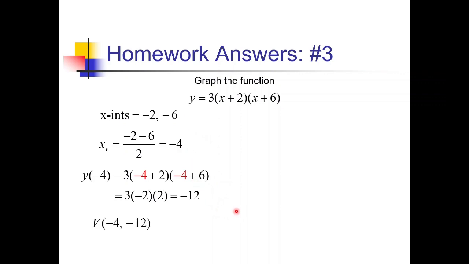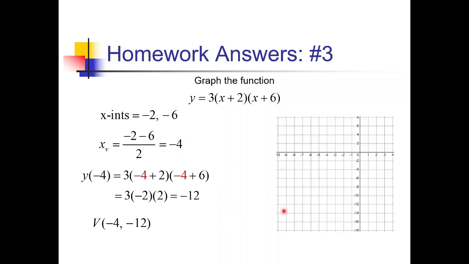And now I have enough information to do the graph. So I have my x-intercepts at, let's see here, we had -6 and -2. So -6 right there and -2 right there. And then halfway between those at -4, -12. And I had to make my grid lines go by 2's to fit this on here. There's our vertex. And then just draw the parabola through those points.